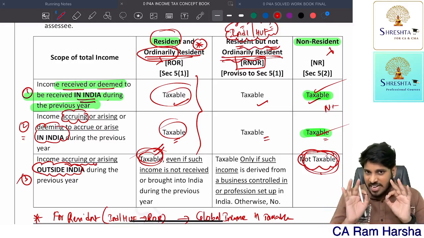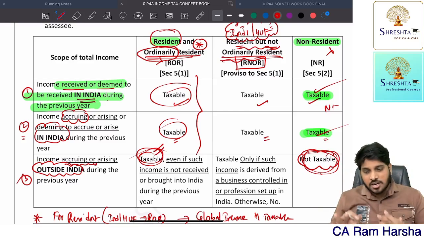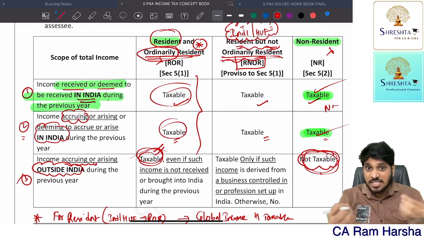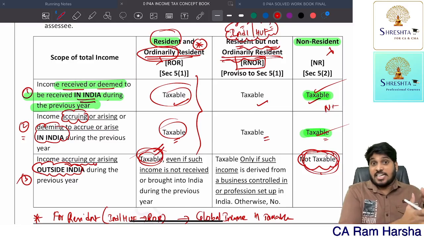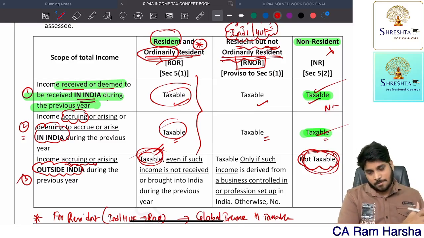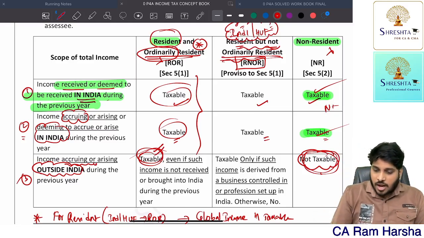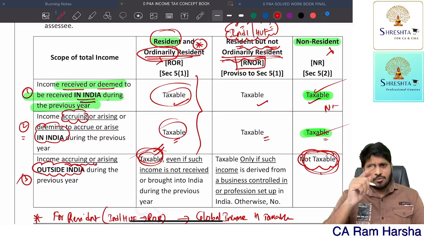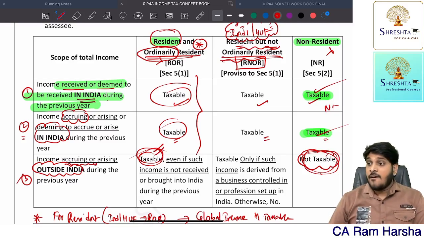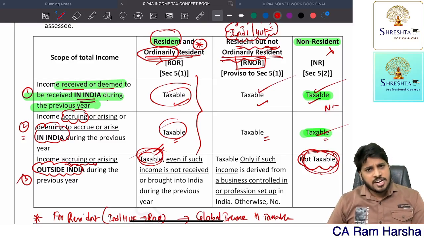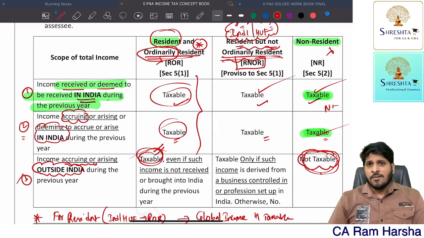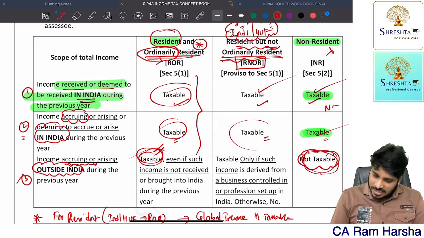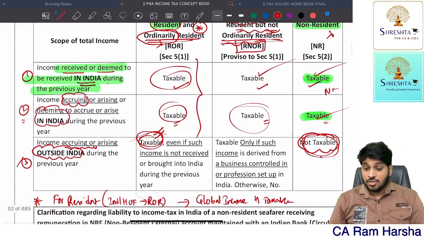See, we have definitions for ROR, RNOR, NR. How to determine this? We have a full-fledged section, Section 6. There we will discuss. Now what is taxable for RNOR? First, what principle will we see? Where did you receive the income? India. Taxable. Not received in India? Then we apply the second rule. Where is the source of income? India. Taxable straight away.